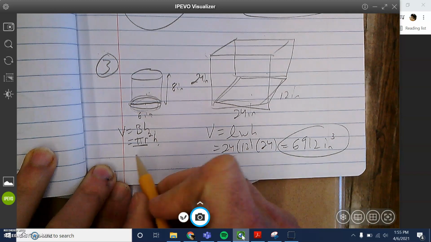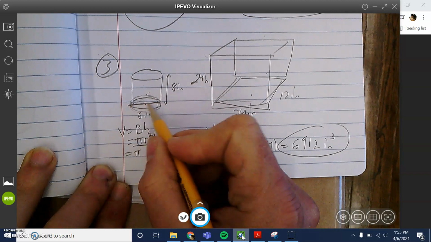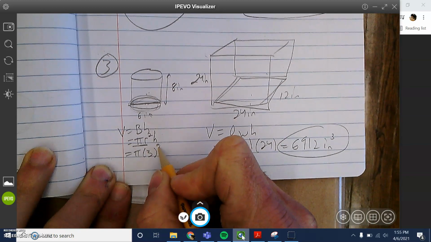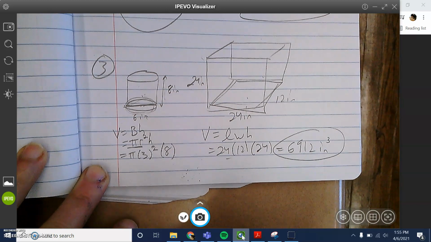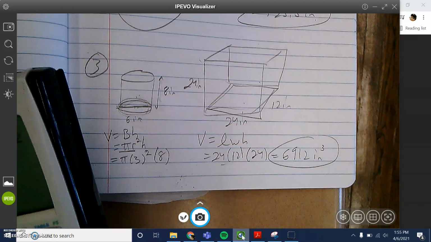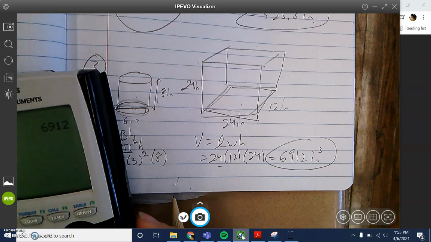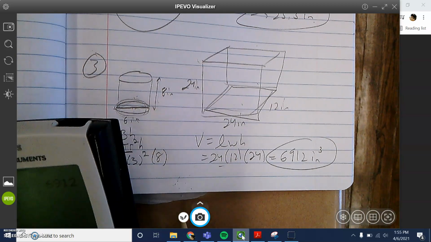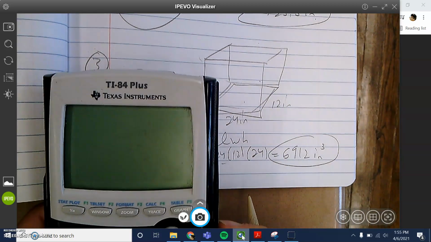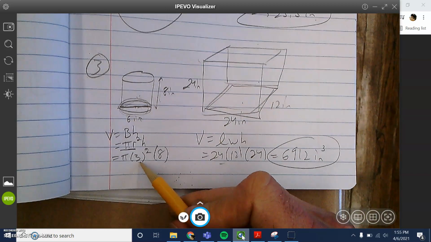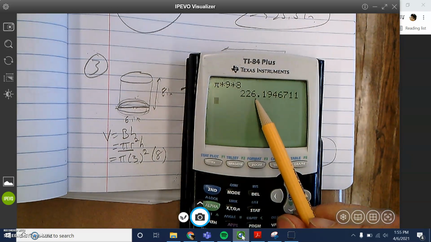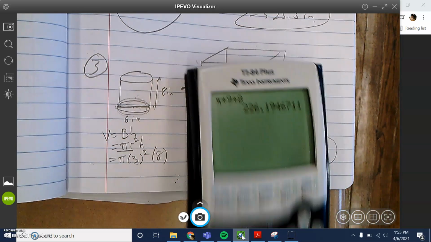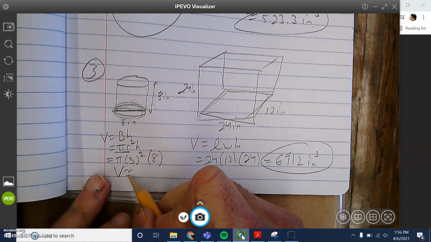Okay, so what is the radius? It's not 6. 6 is the diameter. So that's going to be 3. Times the height. Height right there is 8. Got it. Okay, so I'm going to plug that in. So it's going to be pi times 3 squared, which is 9, times 8, bam, which is 226.2 about, okay?